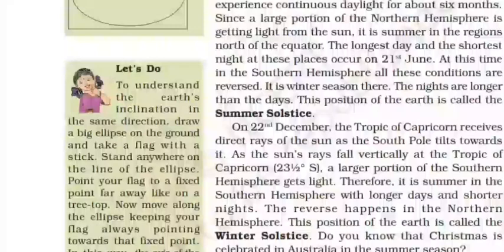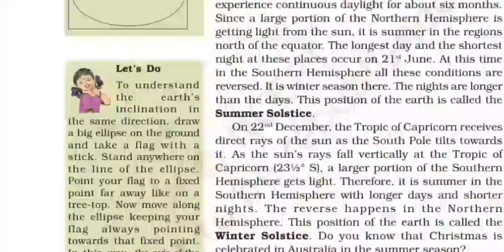Since a large portion of the northern hemisphere is getting lit from the sun, it is summer in the regions north of the equator. So that means usually during this phase the northern hemisphere experiences summer. The longest day and the shortest night at these places occur on 21st of June. That means the day becomes longest on the 21st of June, and the night becomes the shortest.